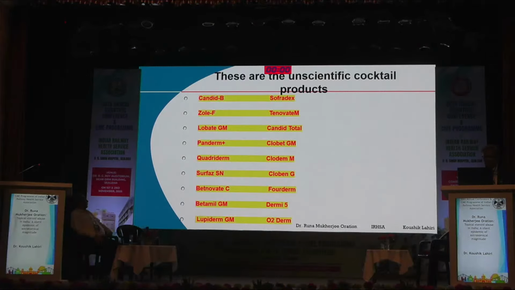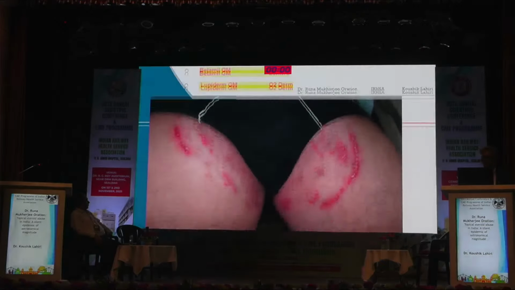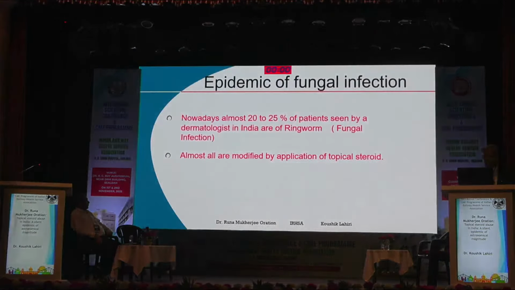These are unscientific cocktail products: Candid B, Jolef, Tenovet, Lobet GM, Pandem Plus, Sarfagesen. You can click a photo, but do not ever prescribe all this. Otudam, Pentadam, Hexadam. And there is no need.